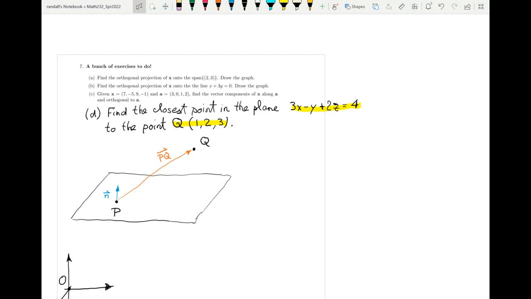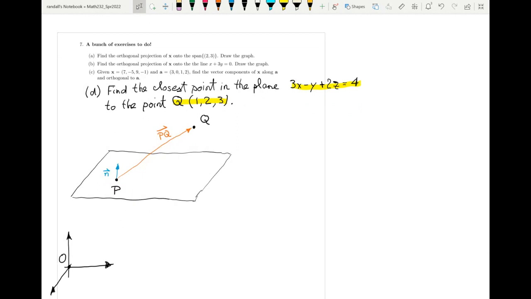And I want to find the closest point to this Q. So I've made a little sketch here of what this might look like. There's my plane up there. There's a normal to it. I put it at the point P. P is in the plane. Q is some point here. Looks like it's off the plane. There's my vector from P to Q.